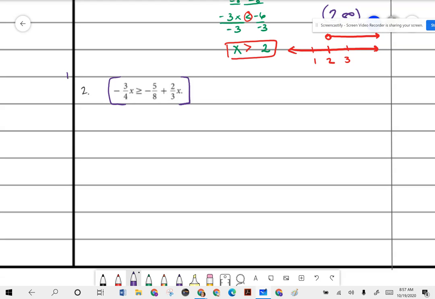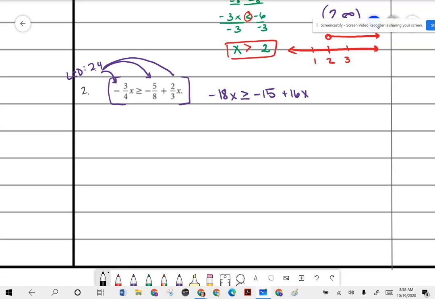Let's find the LCD. The LCD in this particular problem would be 24. So if I were to multiply every term by 24, well, 4 into 24 is 6. 6 times negative 3x is negative 18x. Is greater than or equal to, let's take that 24 and multiply it by negative 5/8. 8 goes into 24 3 times, negative 5 is negative 15. And then let's do it to the last one here. 3 goes into 24, 8. 8 times 2 is 16, so we have 16x.